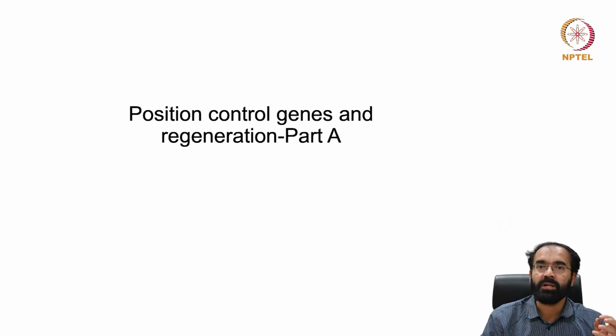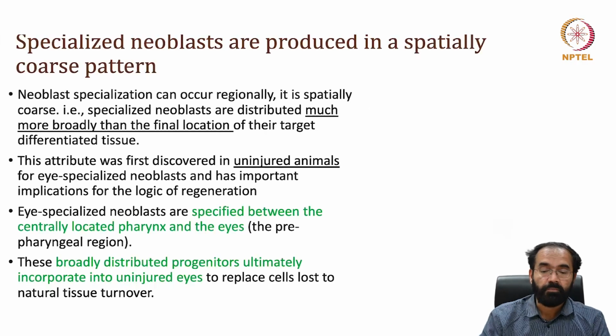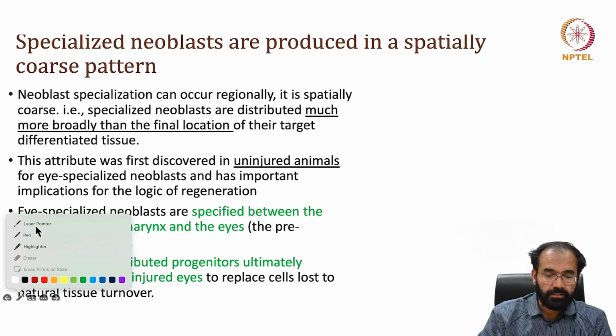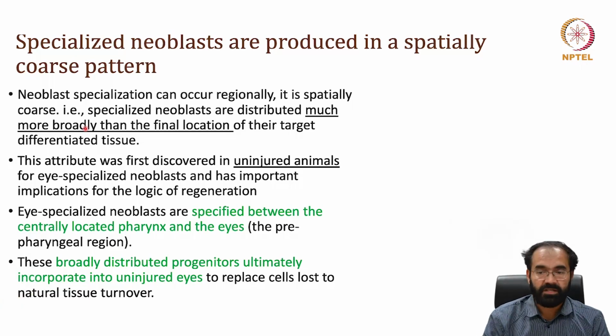That means you want an eye in the place where the eye is, and you want a pharynx in the place where the pharynx is. So this is the simple logic during regeneration, and we all know that after an amputation a blastema is formed, which is highly disorganized, or highly rudimentary in terms of differentiation. They are basal cells. So specialized neoblasts are the ones which are produced coarsely, in a randomly distributed pattern below the eye, or posterior to the eye.